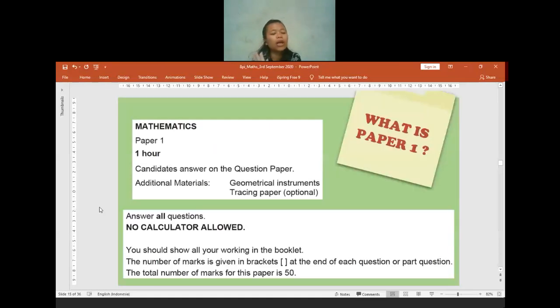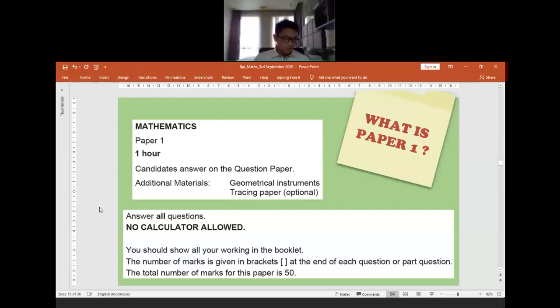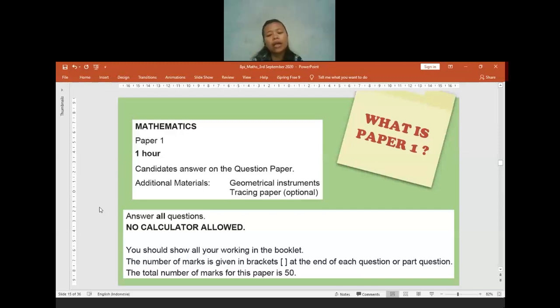This is paper 1, so you cannot use a calculator. Paper 2, you can use a calculator. If paper 2, maybe tomorrow we can finish. Which paper are you going to give to us? Paper 1. I'll give you paper 1 first. If you are already done with paper 1, next time I will give you paper 2. Like that.